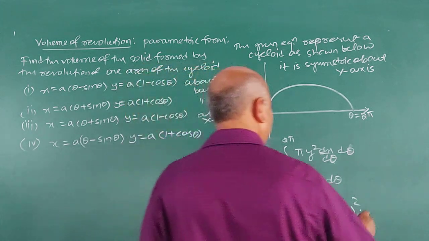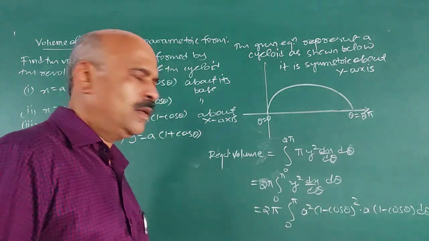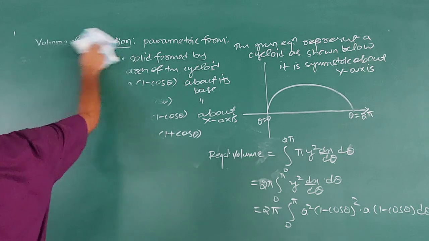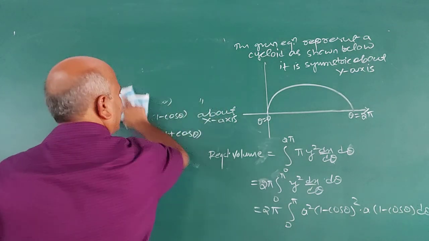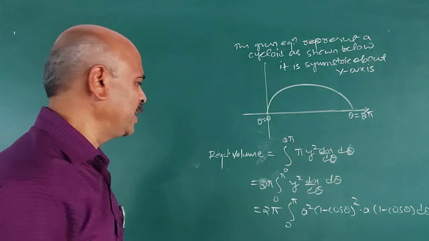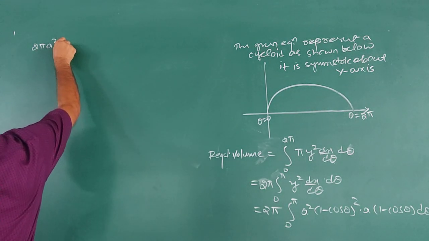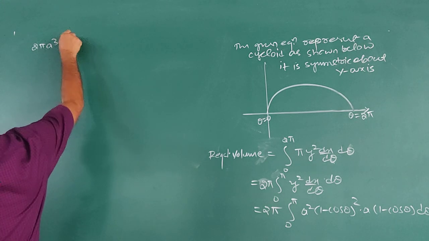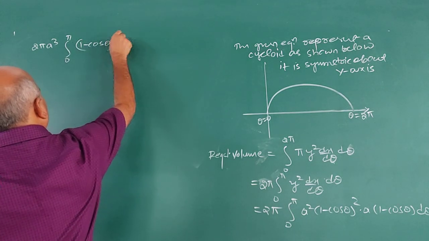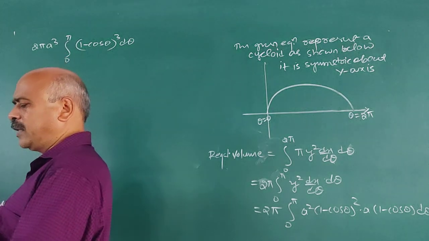What is dx by d theta? A into 1 minus cos theta with respect to theta. Substitution here, dx by d theta is substituted, y is substituted, and property of definite integral is used. What is that? 0 to 2 pi is 2 into 0 to pi, that is used. Therefore 2 pi a cube it is. Correct? 2 pi a cube 0 to pi 1 minus cos theta whole cube with respect to theta. It is therefore a cube it is, correct? A cube.